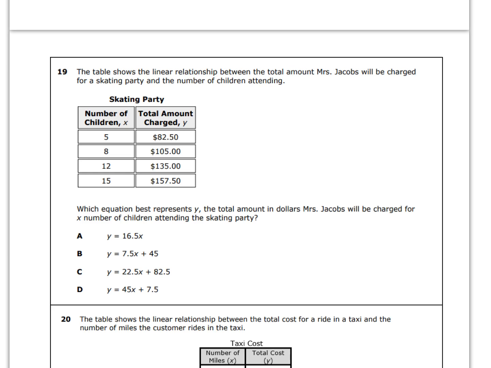Number 19 is similar to 15. We have to find the difference between the values here. And so we subtract. So 105 minus 82.50 is 22.50. 135 minus 105 is 30. And lastly, 157.50 minus 135 is 22.50 as well.